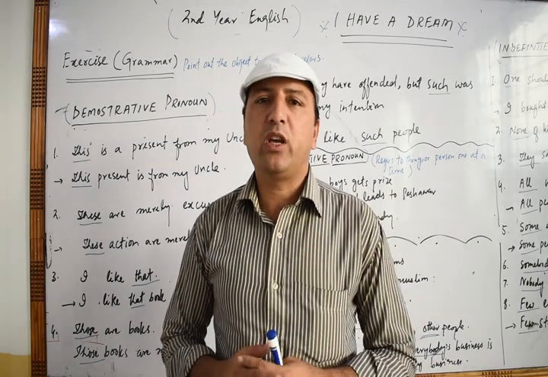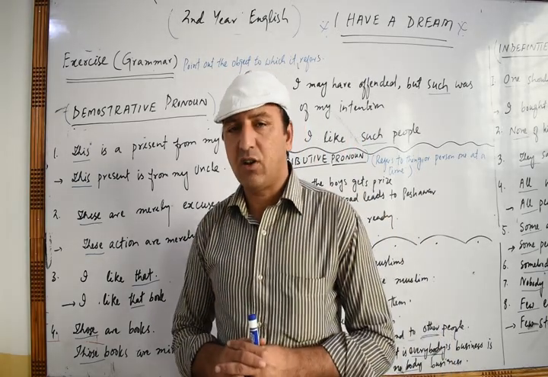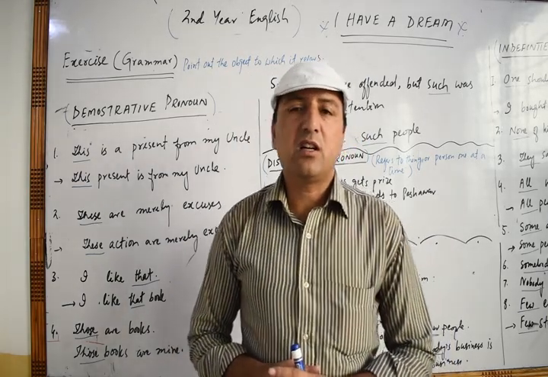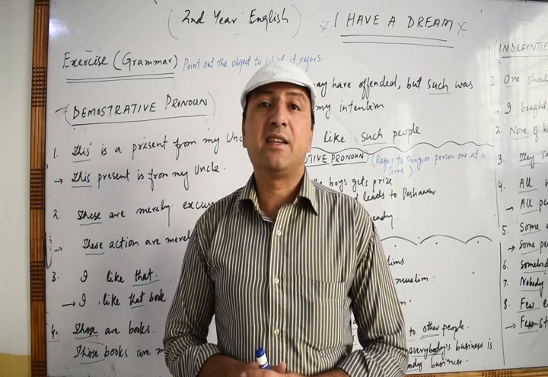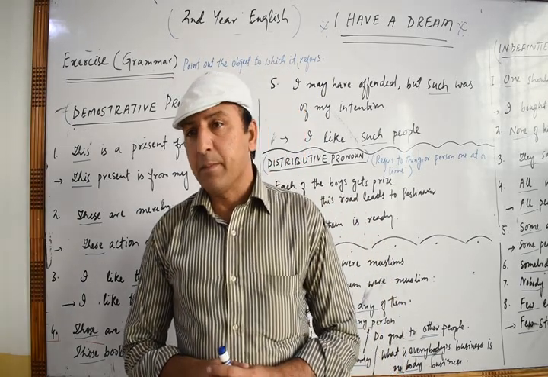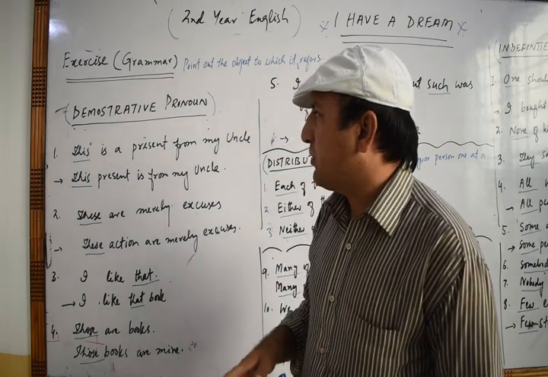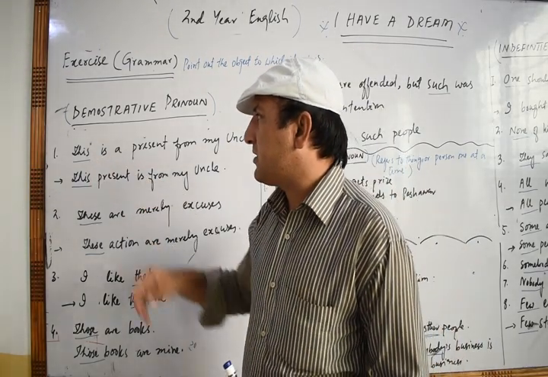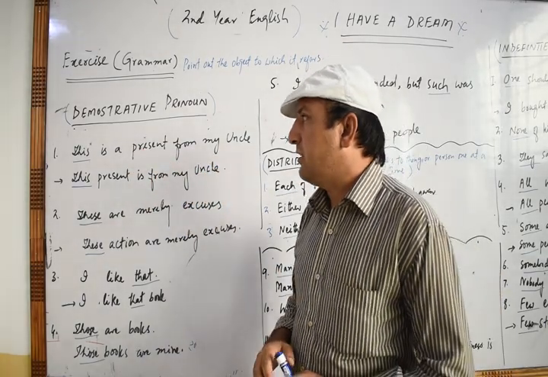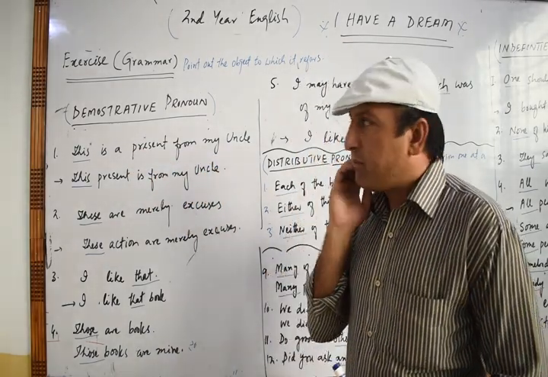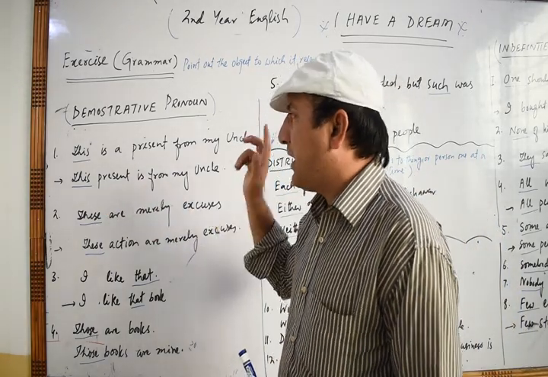For example, we have he, she, they, it, etc. These are the pronouns, the words which are used in place of a noun. It replaces a noun. Clear? Now we have demonstrative pronoun. For example, we have this first sentence: This is a present from my uncle. The next sentence we have: This present is from my uncle.